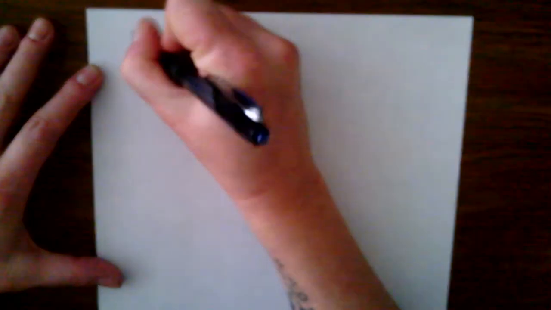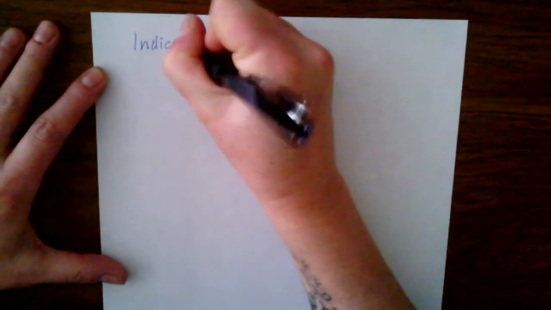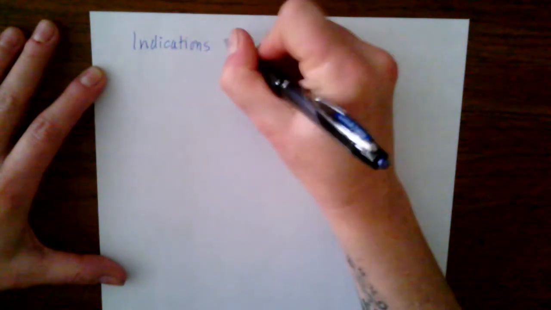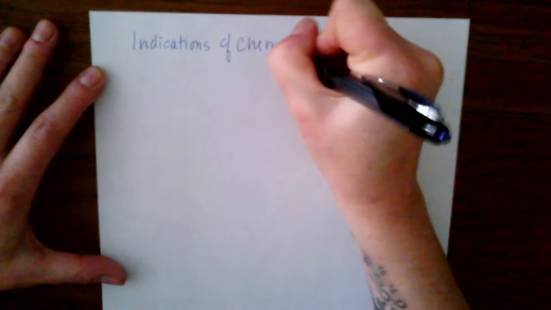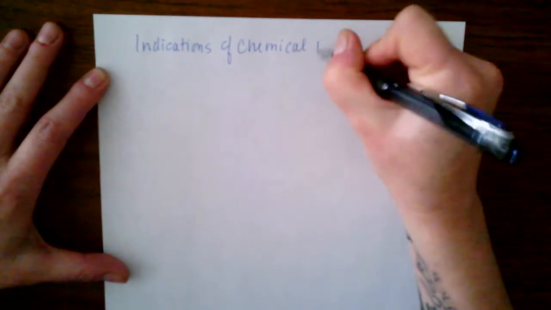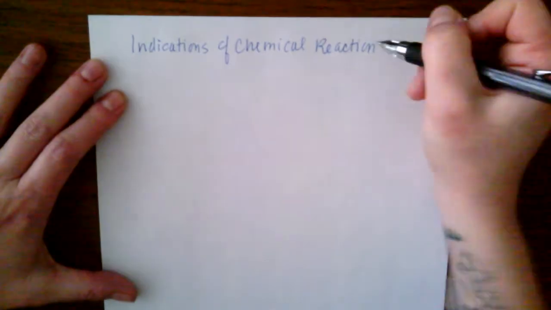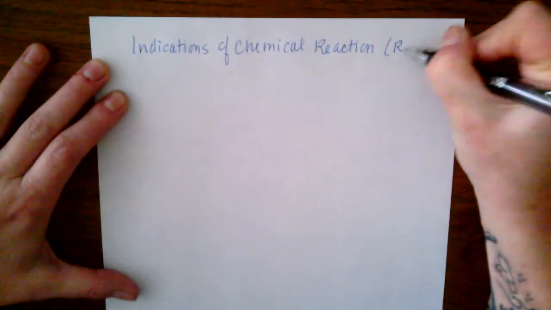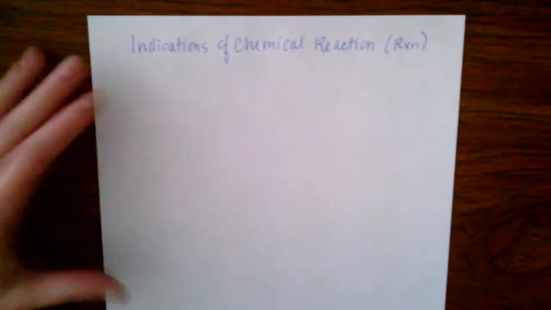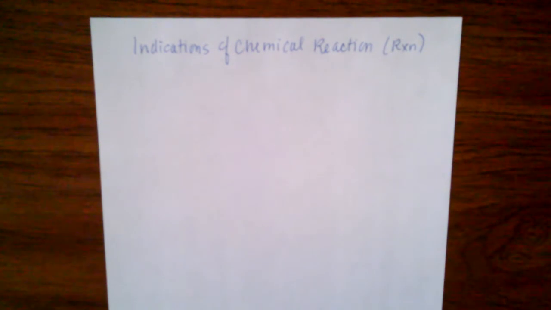Okay, I'm going to go over indications of a chemical reaction. So we just talked about chemical reactions. From now on, instead of writing out reaction, I will be writing RXN, that is the chemistry abbreviation for reaction. So indications of a chemical reaction.